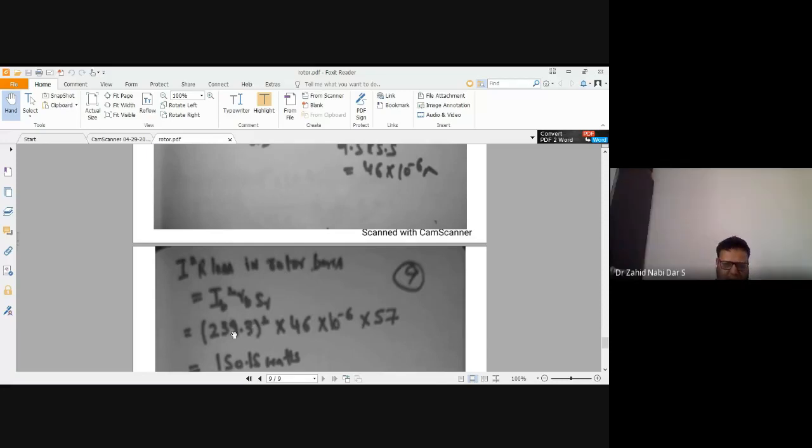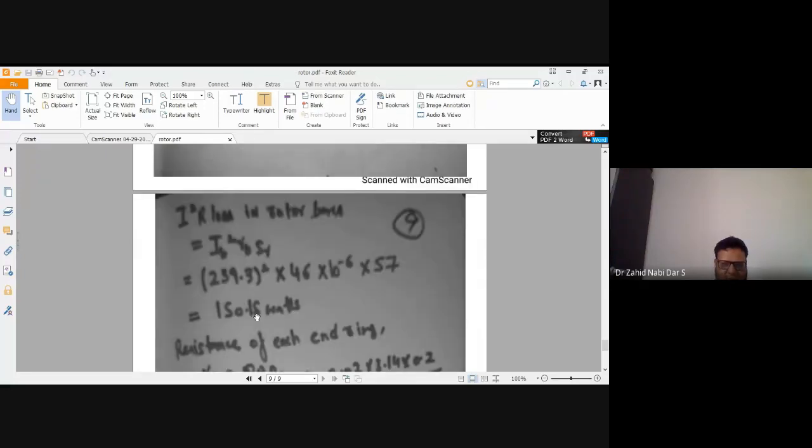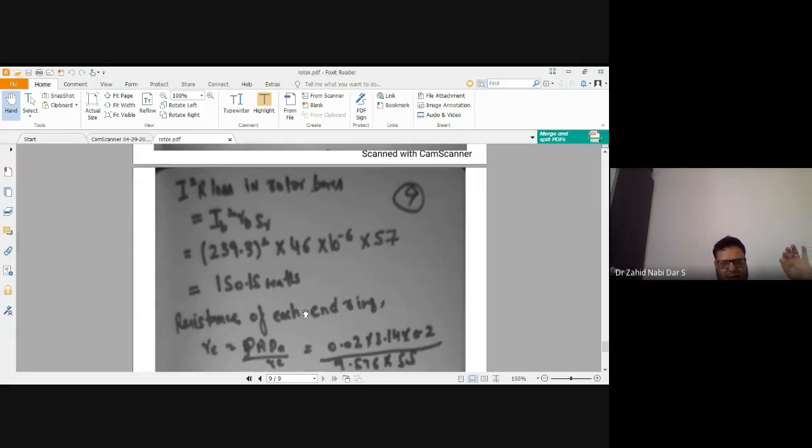Yeah, 239.3 square. The RB value is 46, the SR value 46 into 10 power minus 6, so you get the loss value. Similarly, the resistance of each end ring is 2 times IE square RE, because two end rings are there. One here, 57 slots were there, and two end rings are there.